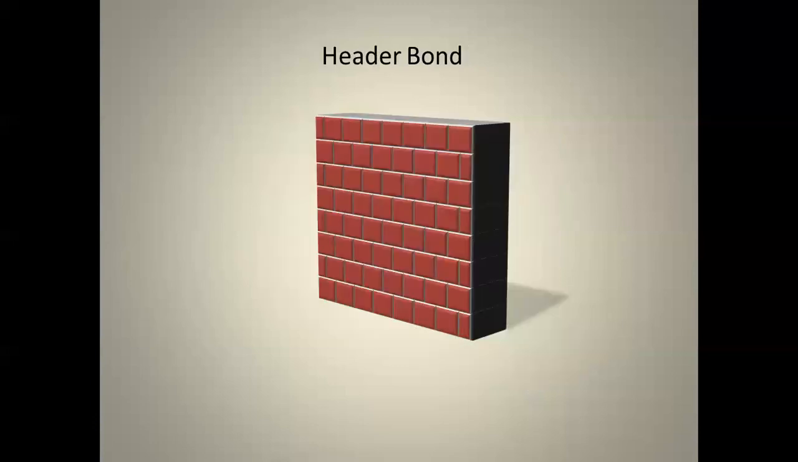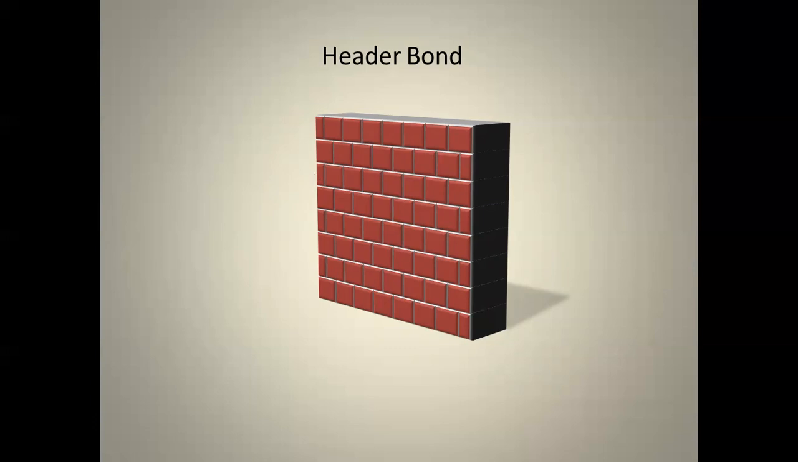So next one is the header bond. In this, all the courses will be of headers, and if we have one above the other, the joint will be straight. To stagger the vertical joint, we have to add a queen closure in the alternate rows. Why are we adding the queen closure? Because the thickness of this wall is more, that's why we add the queen closure in the alternate rows.